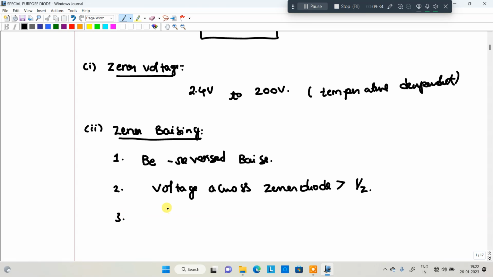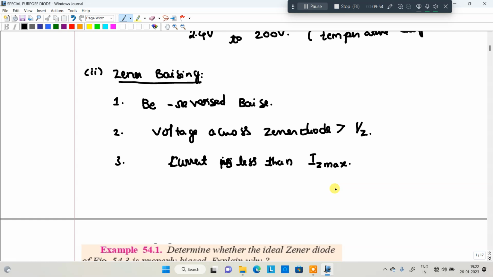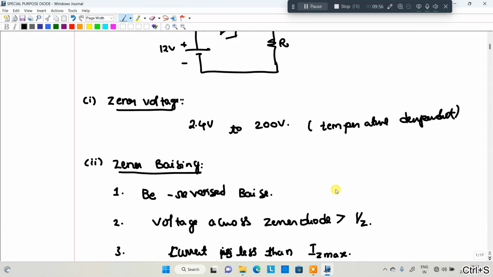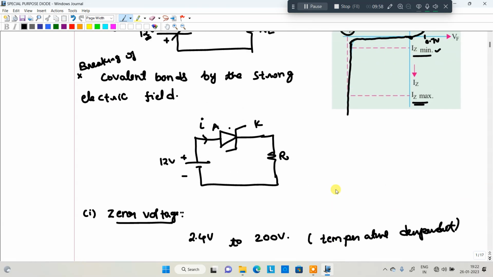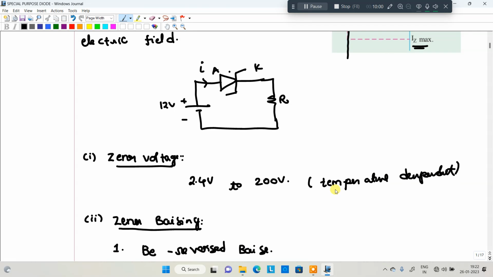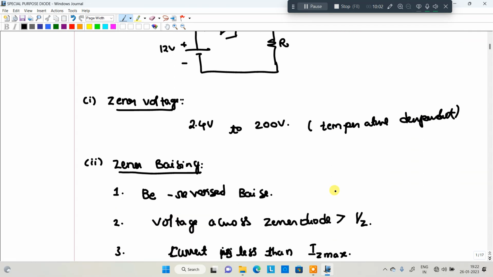Third condition: the current in the circuit will always be less than IZ maximum. This is about the Zener diode biasing conditions. So everyone is clear about the Zener voltage and Zener diode biasing.